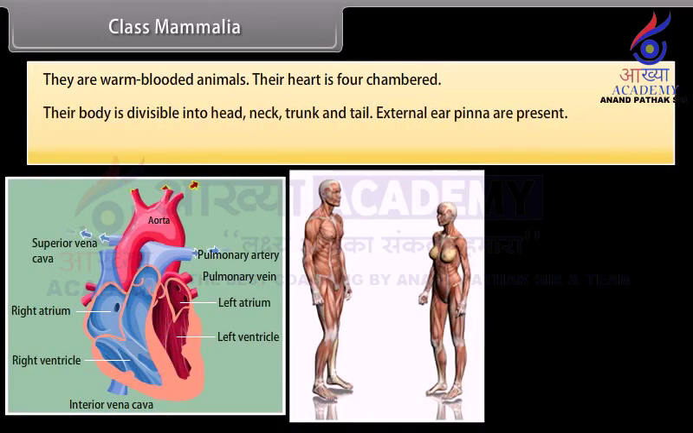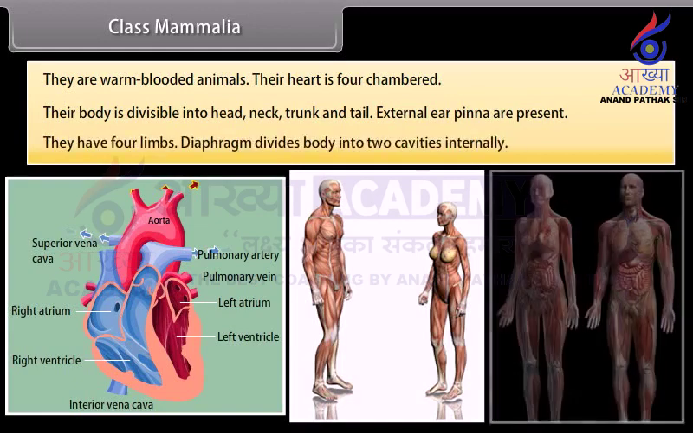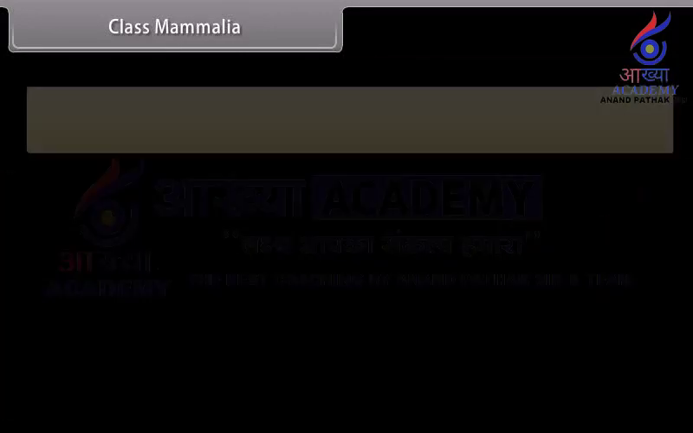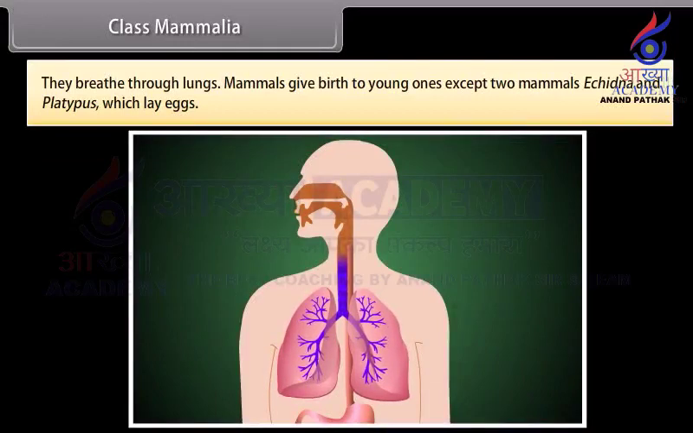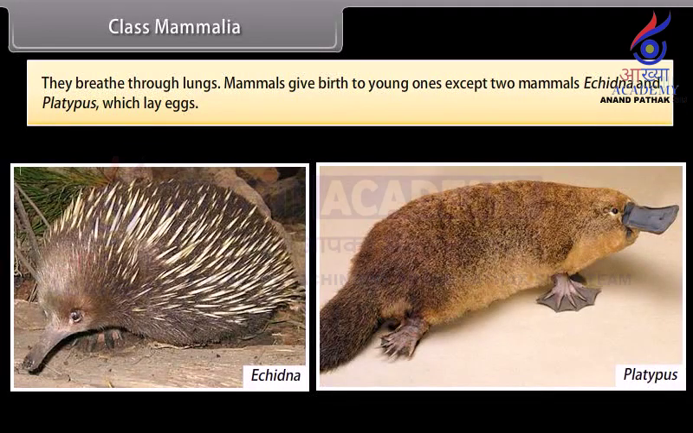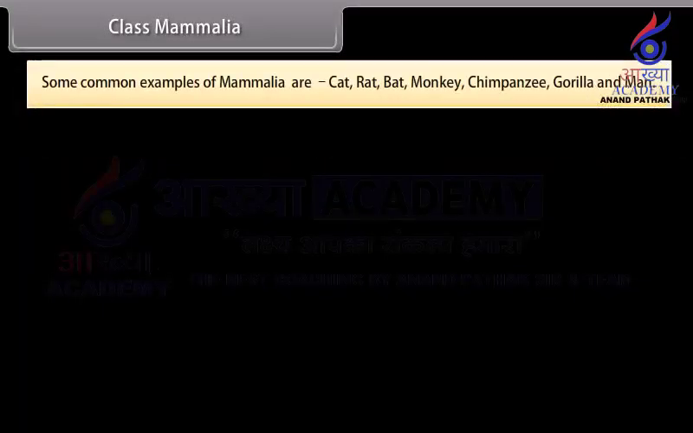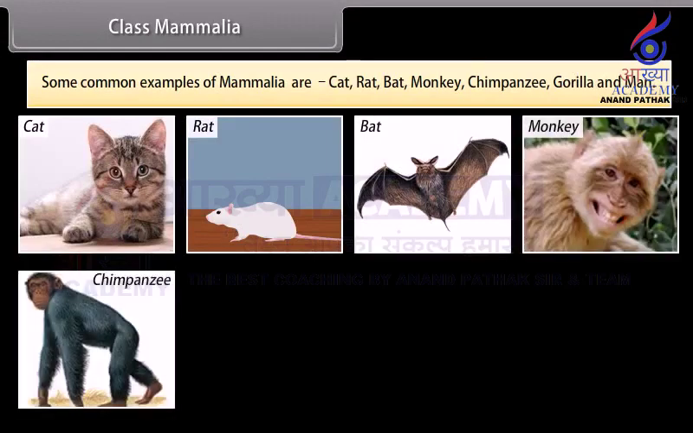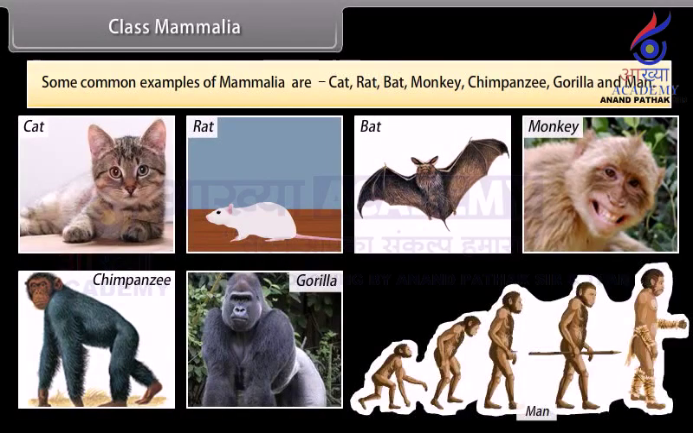Their body is divisible into head, neck, trunk, and tail. External ear pinnae are present. They have four limbs. The diaphragm divides the body into two cavities internally. They breathe through lungs. Mammals give birth to young ones except two mammals, Echidna and Platypus, which lay eggs. Some common examples of mammalia are cat, rat, bat, monkey, chimpanzee, gorilla, and man.